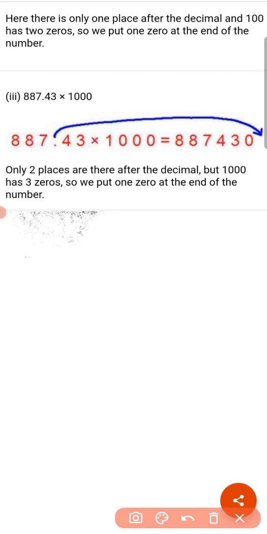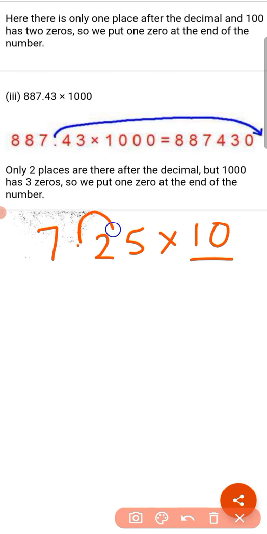Next question is 7.25 into 10. Multiply by 10 means 1 place to the right side. The decimal point will move 1 place to the right side. So it will come here, to this place. 72.5 is our answer.